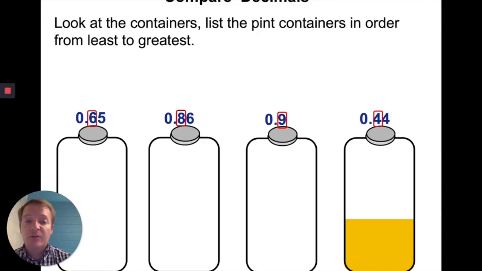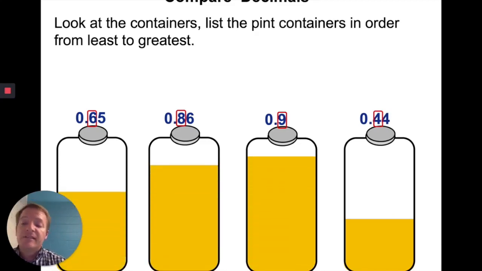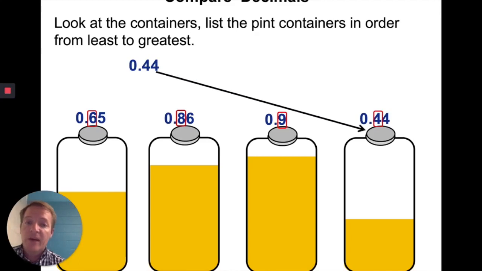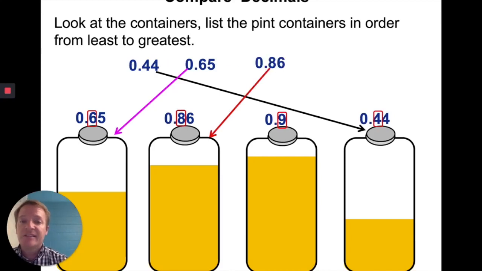What's next? 6, 8, or 9? Which one's the smallest? We're going to fill all these up real quick so we can look. 6 is smaller than 8 and 9, so it's next. So we have 0.4, then we have 0.65. What's next now? We have 0.86 and 0.9. Well, 8 is smaller than 9, so it's going to be next. And then finally, we have 0.9.